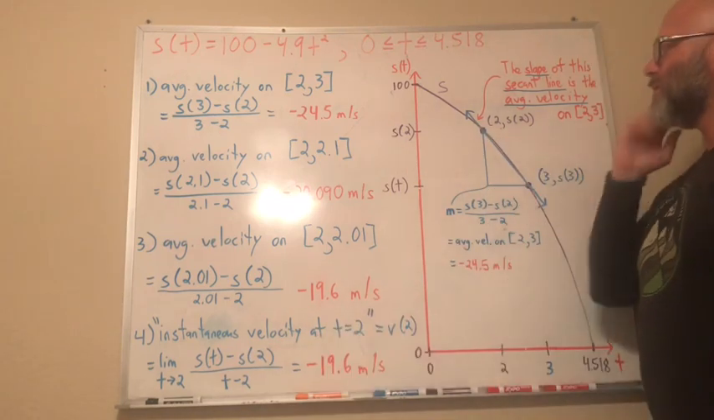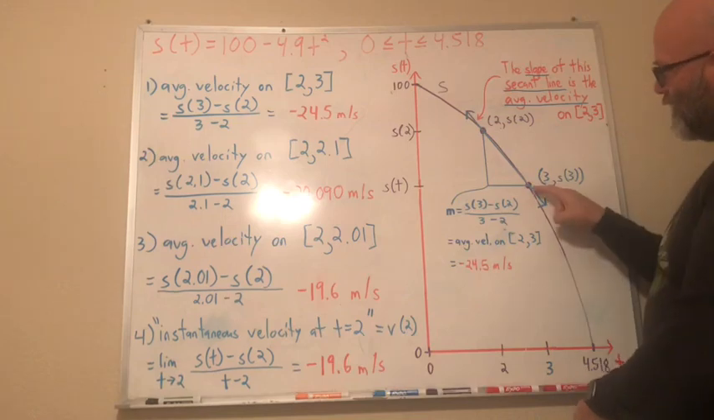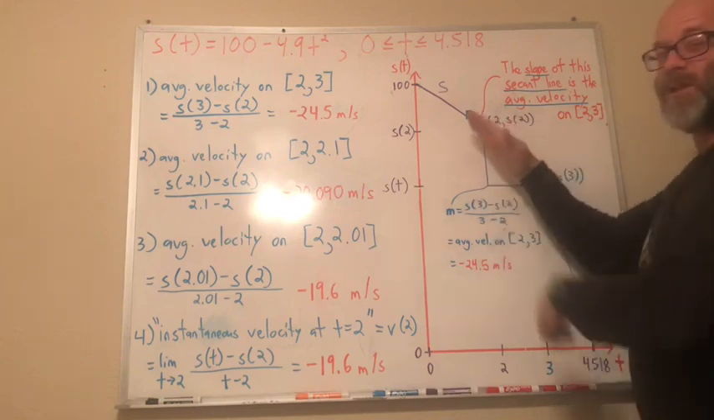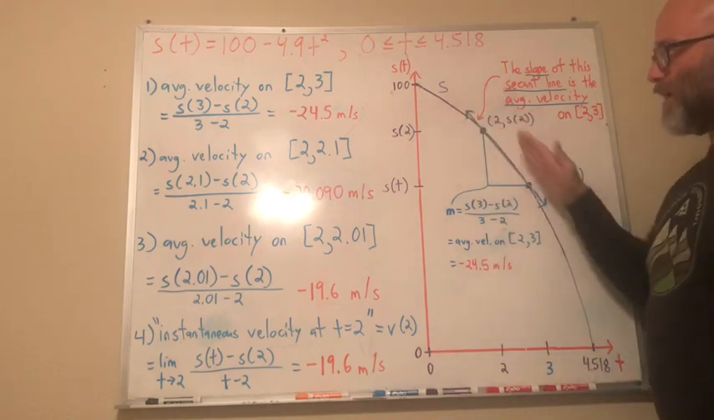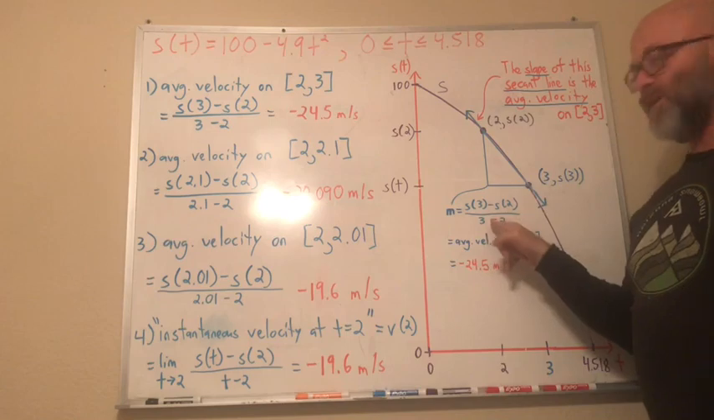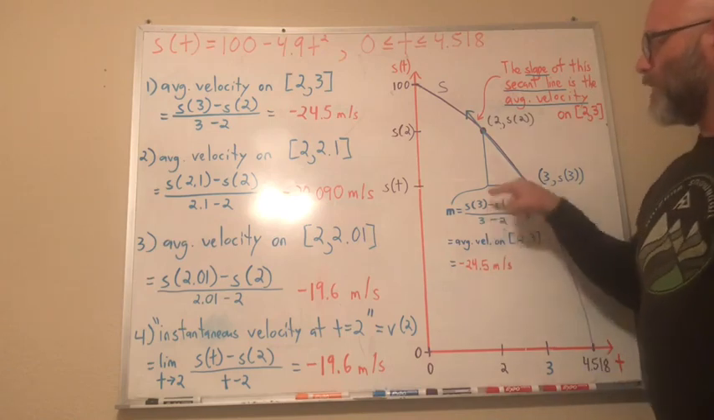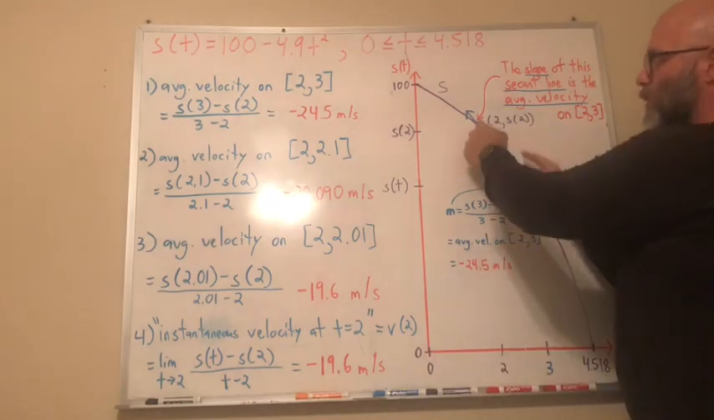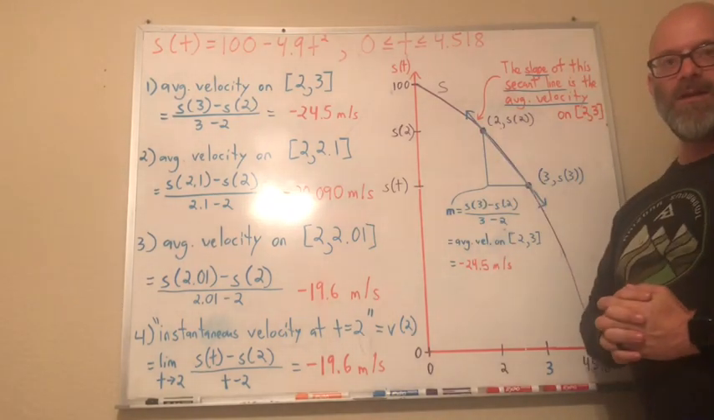What if I tried to drive this point, 3, s of 3, all the way to 2, s of 2, infinitely close to it? So I still had 2 points, and I could still create a secant line to get the slope of it, this difference quotient. Here I have 2 points and a difference quotient. But what if I drove these 2 points infinitely close to each other?